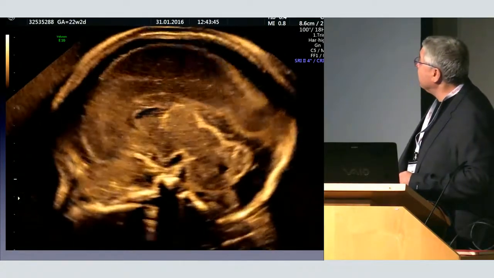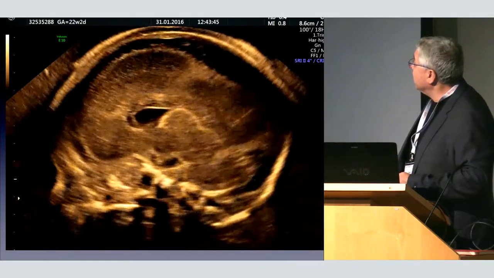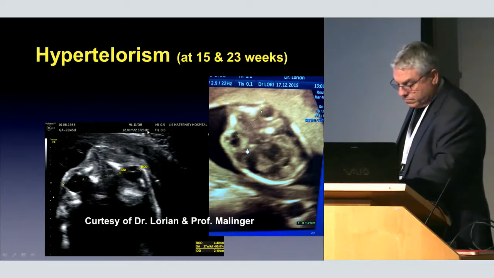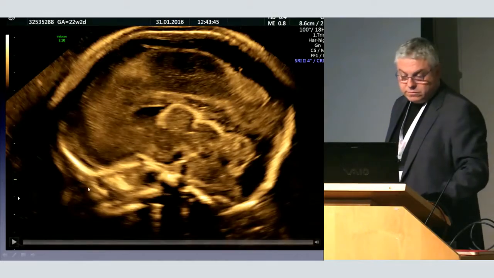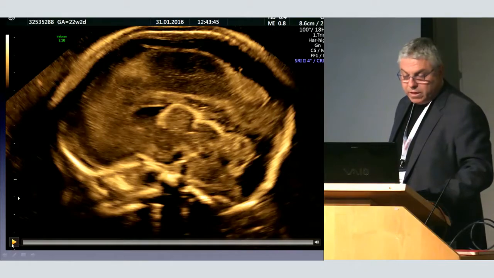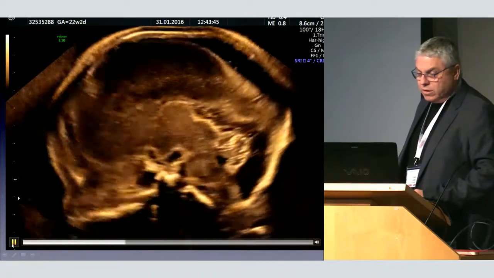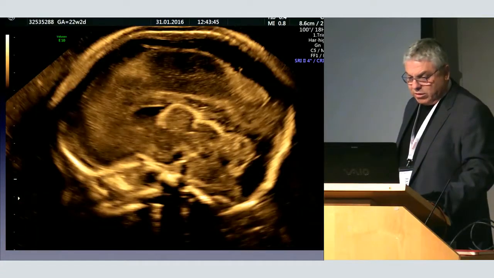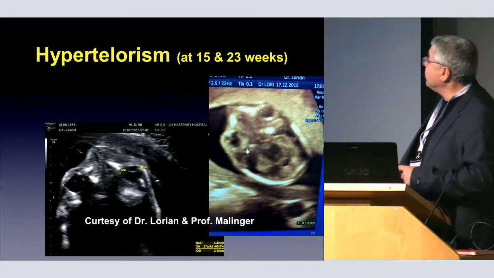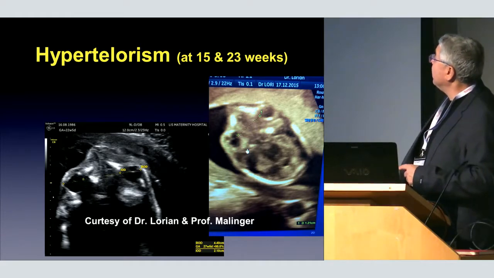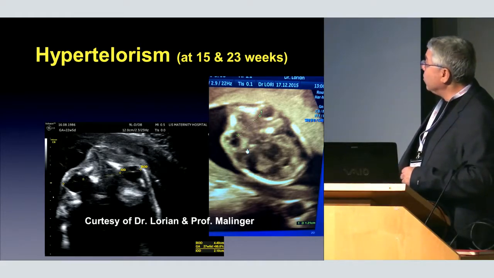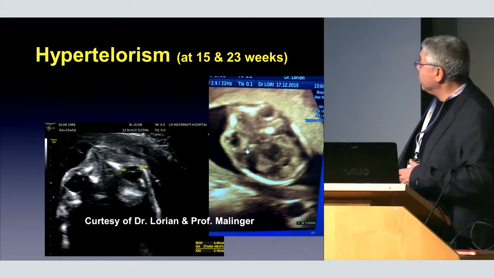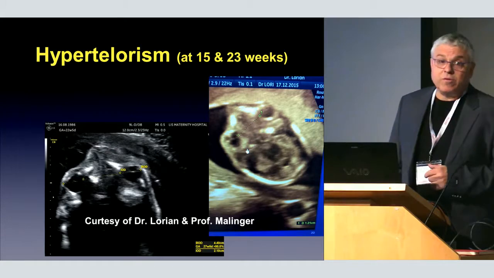And as you can see the clip, you can see the very dysgenetic corpus callosum. And these are the last pictures taken at 15 weeks of gestation and 20 weeks of gestation. You can see the very prominent hypertelorism. And I thank you for your attention.